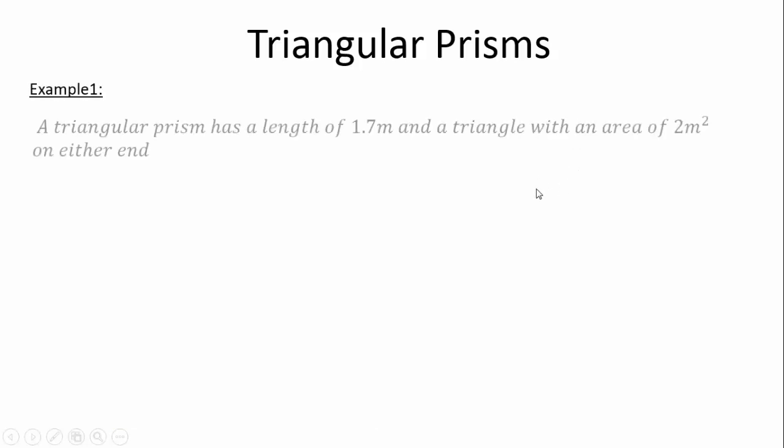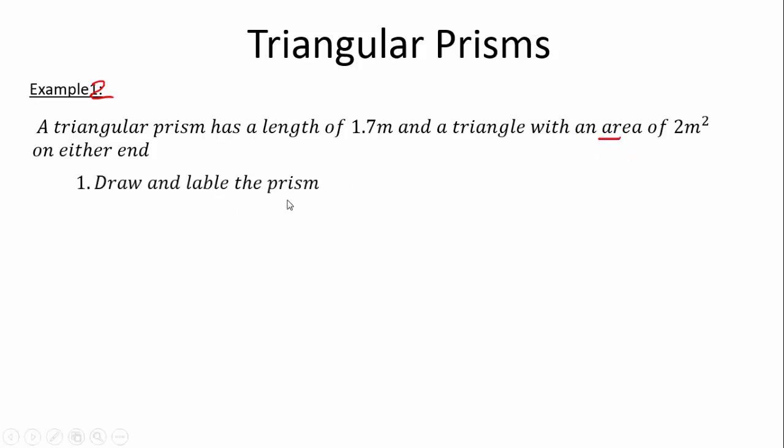Let's do another example. This is example number 2. A triangular prism has a length of 1.7 meters and a triangle with an area of 2 meters squared on the end. Draw and label the prism. So we have a triangle. It can look like anything. We're just going to draw a basic triangle, and it has a length of 1.7 meters. So we know that L is equal to 1.7 meters.